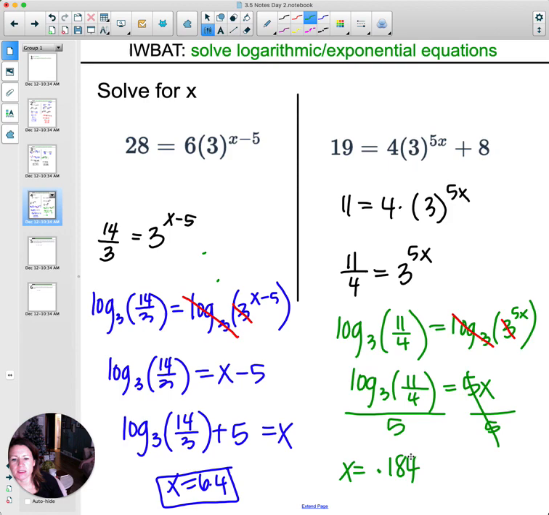And however many decimal places you would need for that x. So isolate the exponential part first, by doing whatever you need to, in this case, subtracting 8, dividing by 4, then doing the log base.